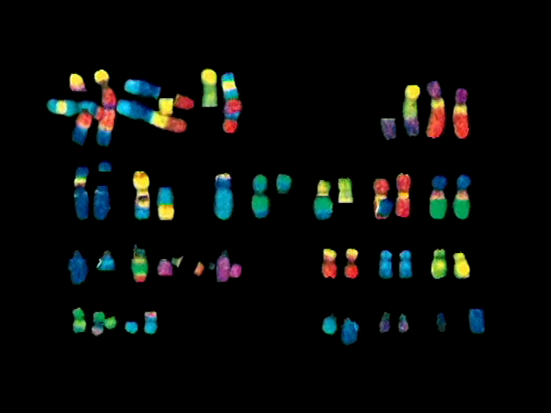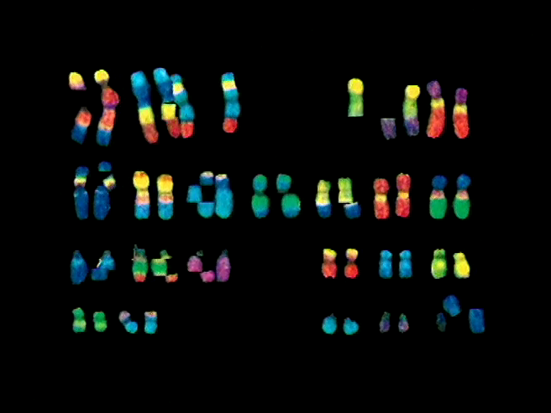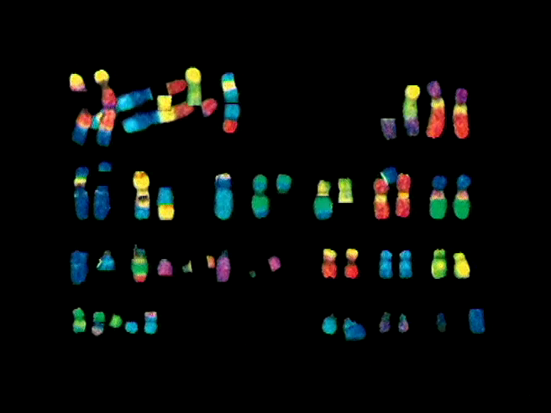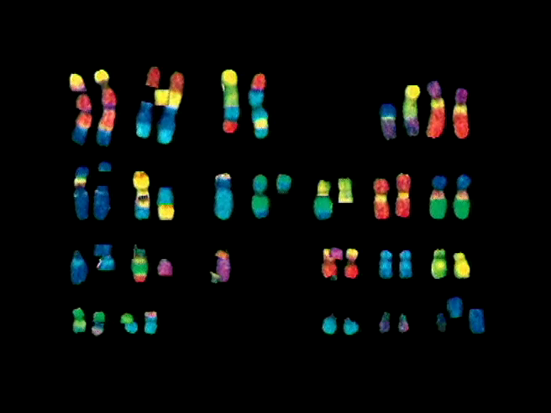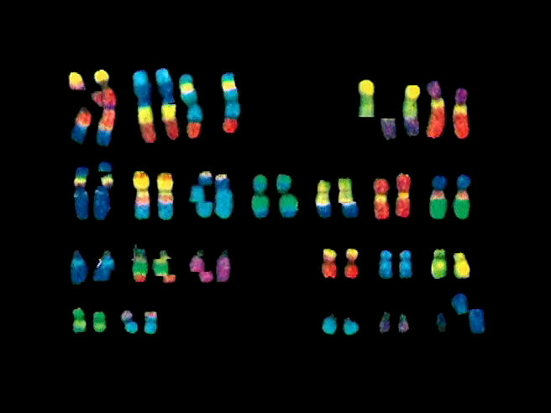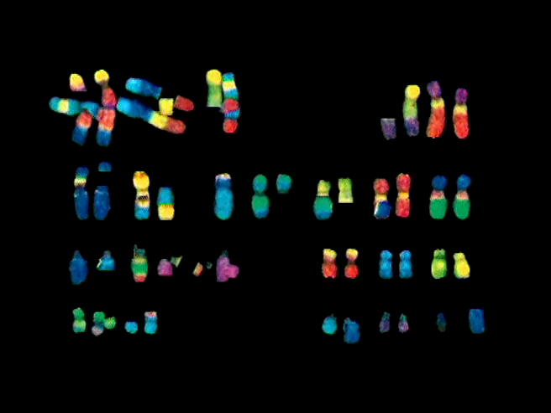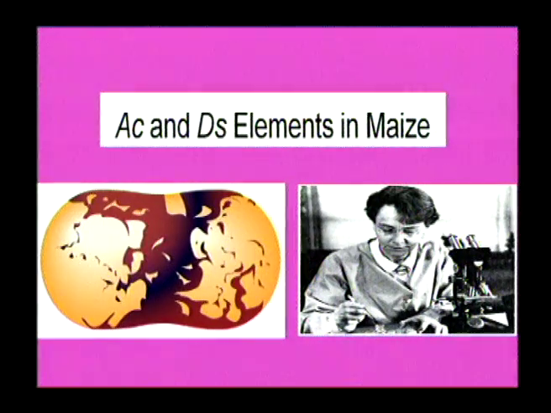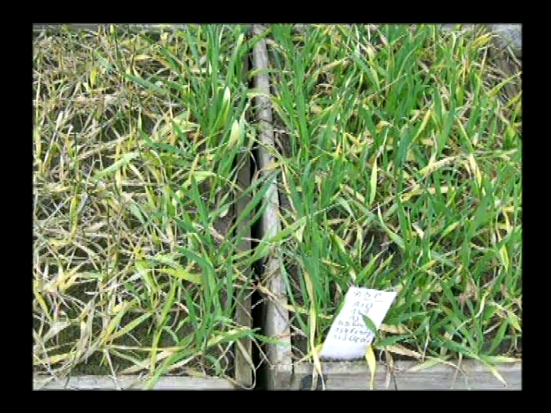Chromosomal breakage occurs spontaneously in a low frequency. However, they can be induced in a relatively high frequency by several radiations and chemical agents. In addition, some genes are also known to induce chromosome breakage, like the activated dissociator gene of maize and other transposable elements of eukaryotes.